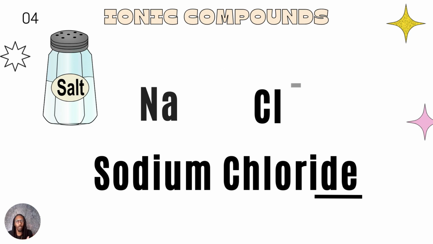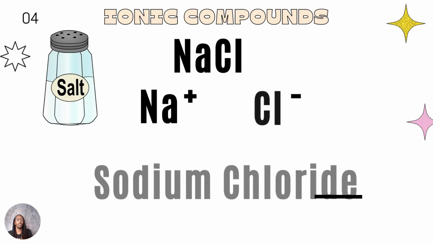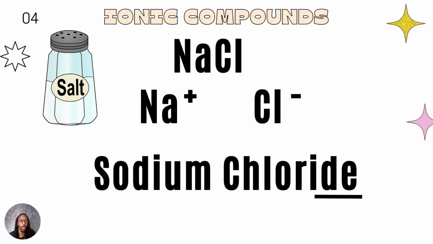And if you don't remember none of that, just go to the periodic table. Look at where sodium is. We're going to see it's a +1. Look at where chlorine is. It's a -1.